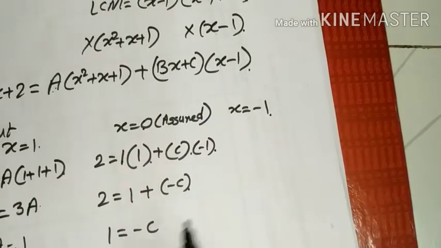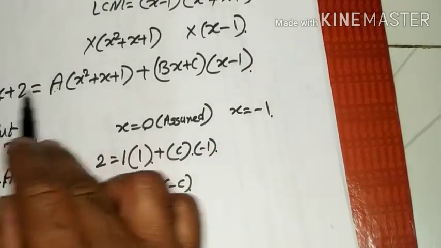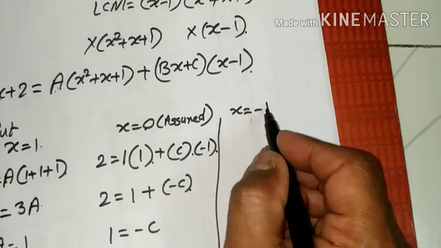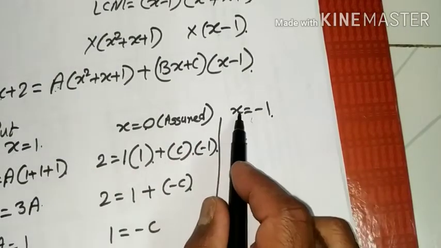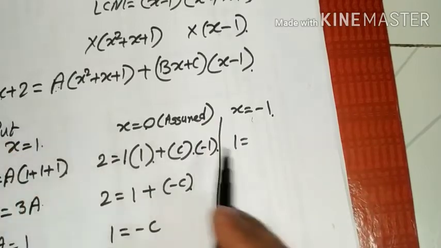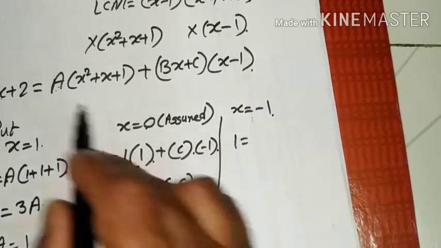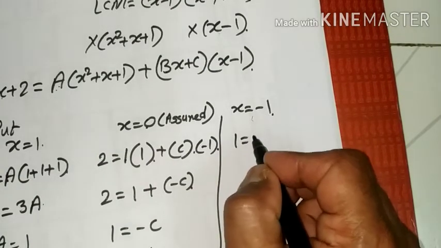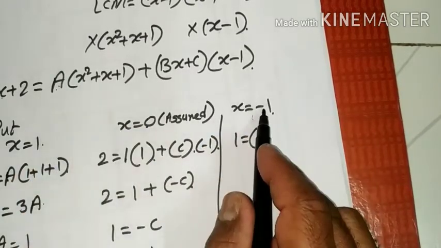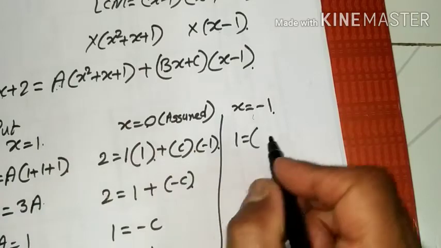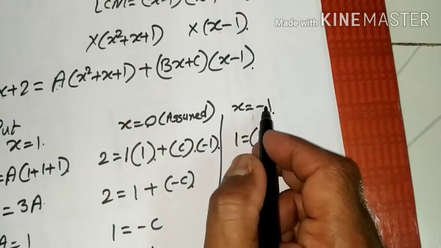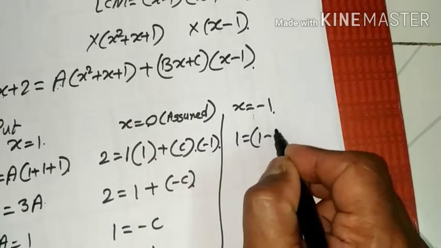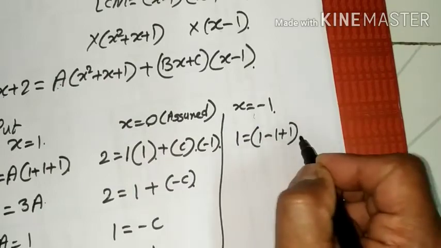Then put x equals minus 1 in this equation. So minus 1 plus 2, which is 1, is equal to, the value of A is 1, into the bracket: minus 1 squared is 1, plus minus 1 plus 1.